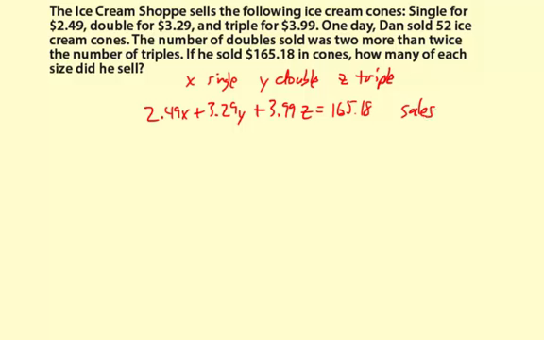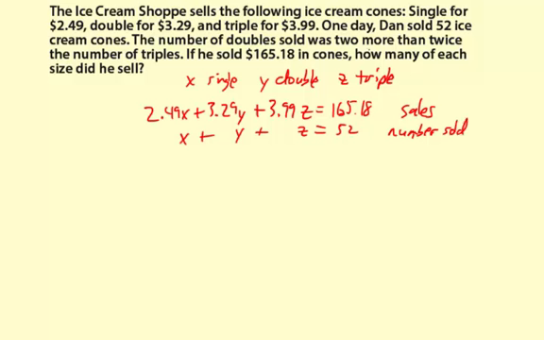Now the next one I'm going to do is the total number of ice cream cones sold. That was 52. So I know X, which is the number of singles sold, plus Y, which is the number of doubles sold, plus Z, which is the number of triples sold, is equal to 52. So that's the number that were sold.